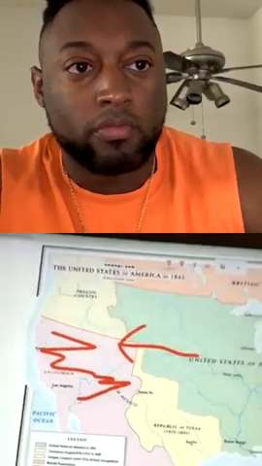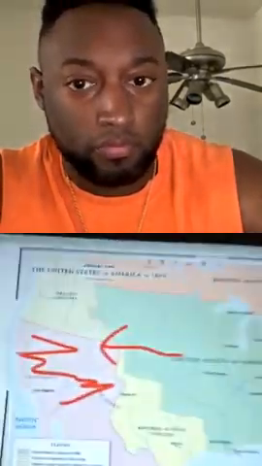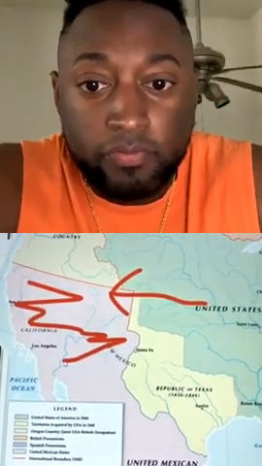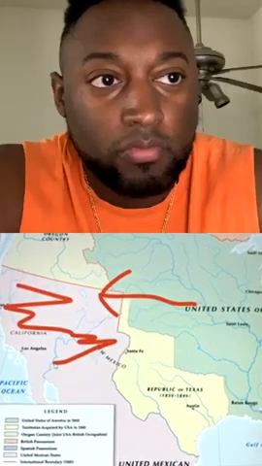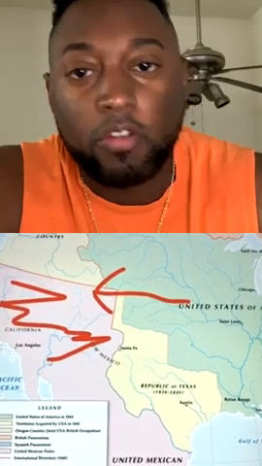So as we kept pushing west into the Mexican areas, we started to see those areas as our own instead of the Mexicans'. Correct. Great synopsis.